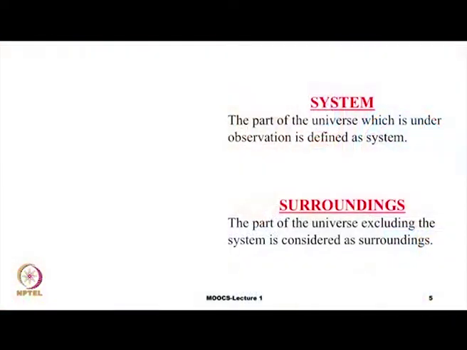A system is a part of the universe which is under observation. For example, when we are doing chemical reactions in the lab, the container in which the reaction is carried out, it can be a beaker or a flask, or in industry it can be big reaction chambers. In other words, a part of the universe in which we have a special interest is called a system.